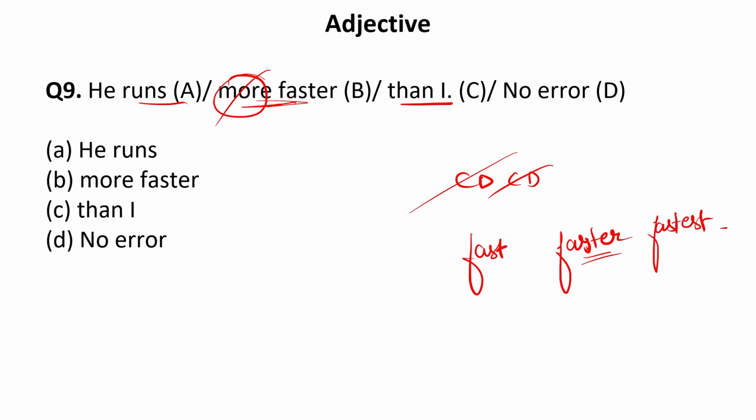So we need not write more before it. So the correct sentence will be, he runs faster than I. So the error is in part B. So our answer is B.